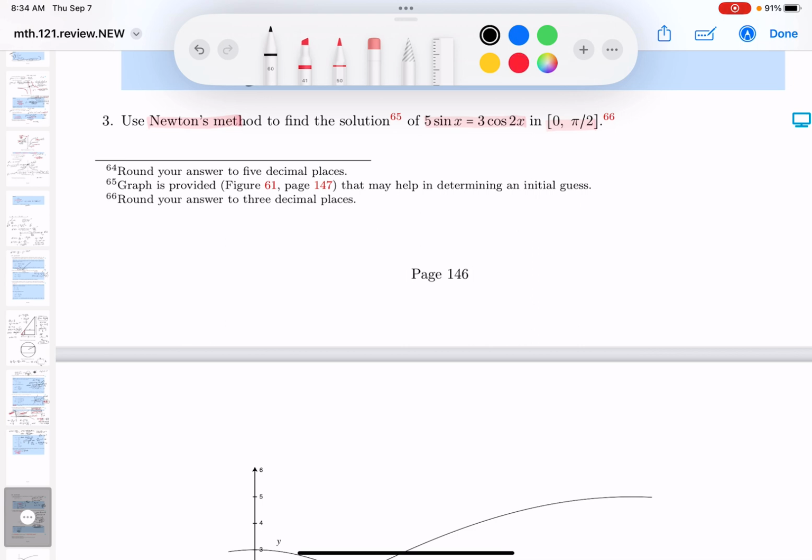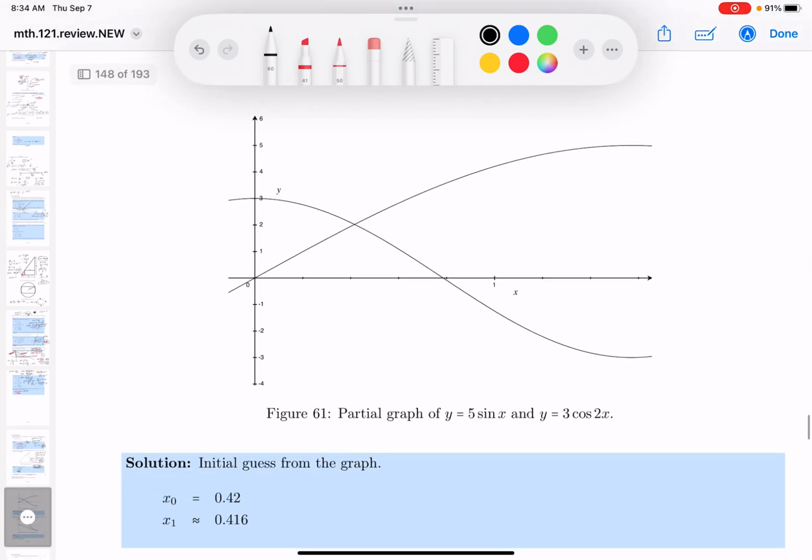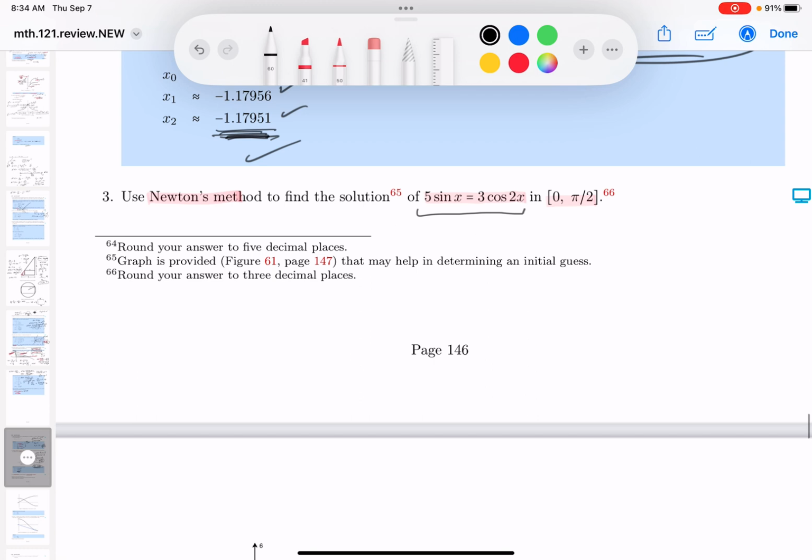The first thing I would do in Newton's method is I would solve this equation here for 0, because we're looking for a root. And I'm going to write that down for you. I'm going to put down f of x. I'm trying to find that out. And I want that to be 0. So I'm going to solve this equation for 0.